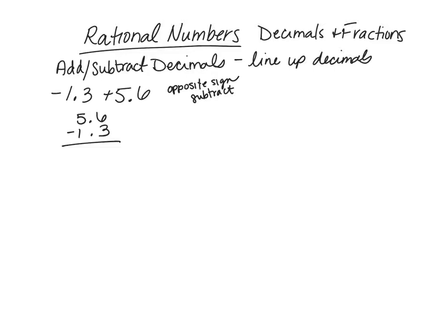So my final answer will be positive. Okay. So now I subtract. 6 minus 3 is 3. I bring my decimal point down. 5 minus 1 is 4. The final answer we said needs to be positive. So 4.3 is my answer.